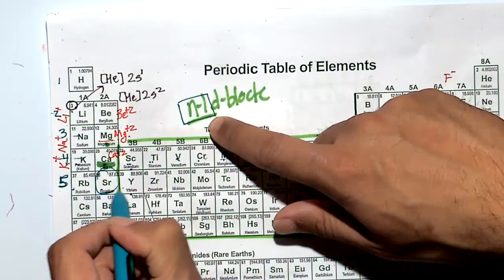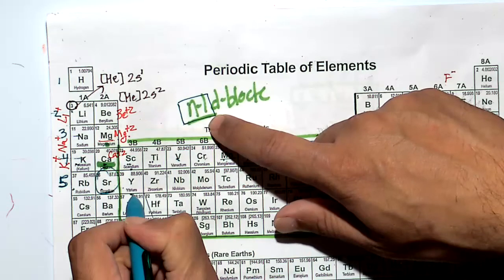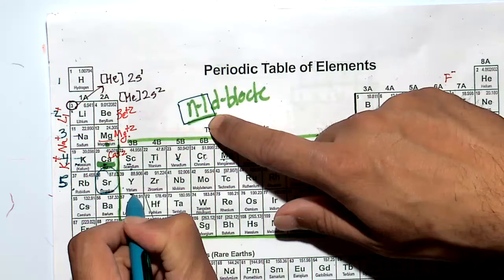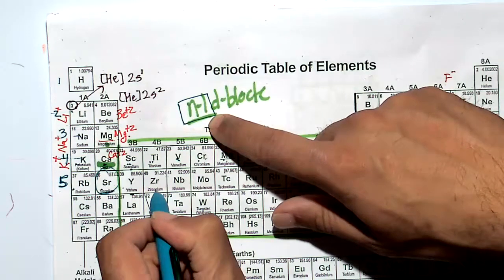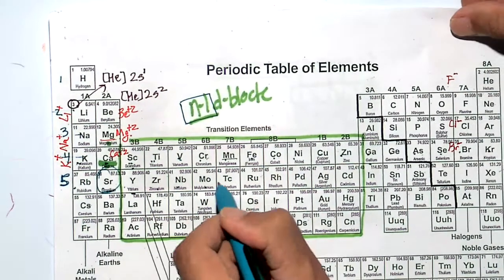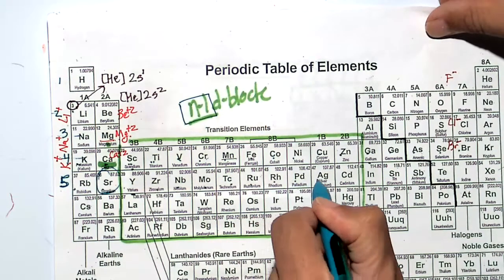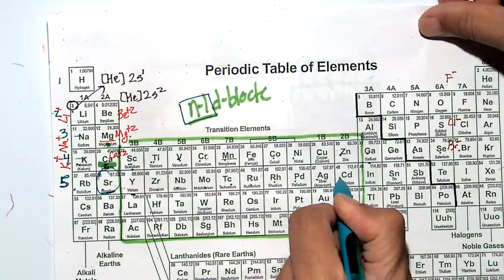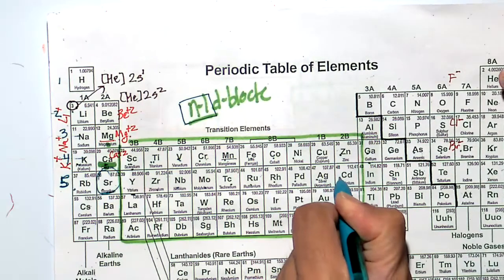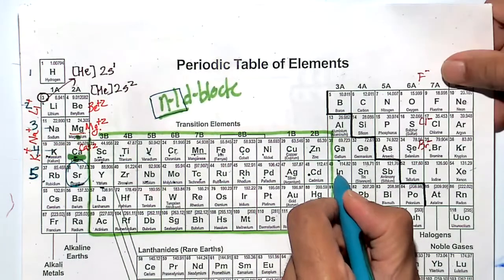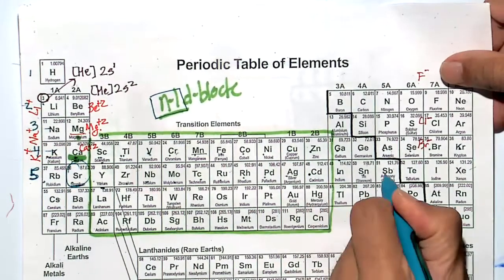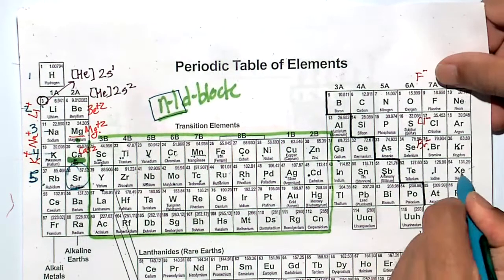5s1, 5s2, we're in the d block, what will it be? 4d1, 4d2, 4d3, 4d4, 4d5, 4d6, 4d7, 4d8, 4d9, 4d10. Then what comes after 4d10? Where will the electrons go marching in? P. And then we go back to 5. 5p1, 5p2, 5p3, 5p4, 5p5, 5p6.